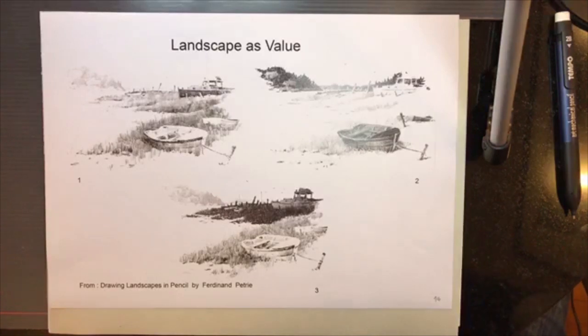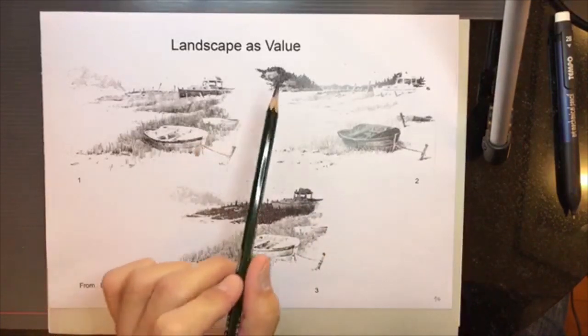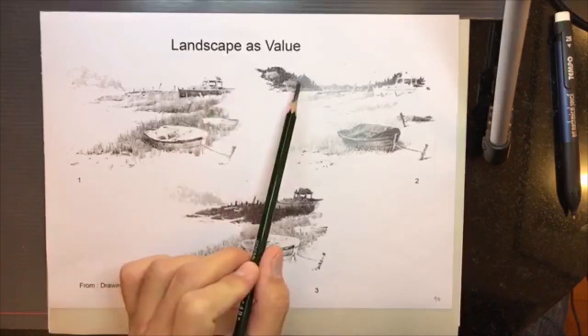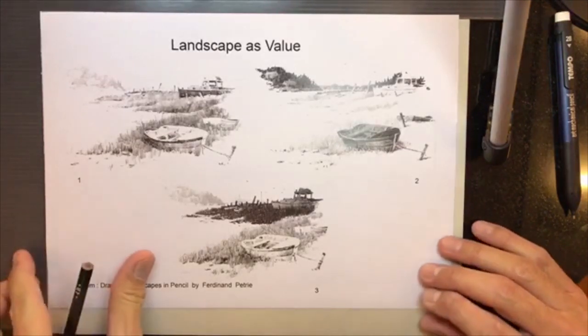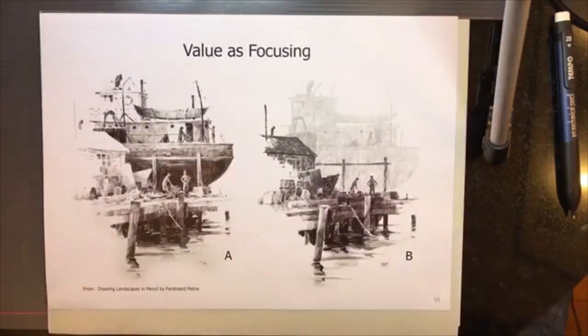Another sample, the same picture, you see the value of the boat different. The value of the mountain far away is different, right? That can make the different focal point in your sketch. This is a good example for the value arrangement. You see, this is the same picture.